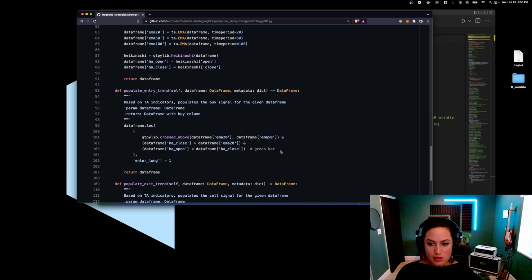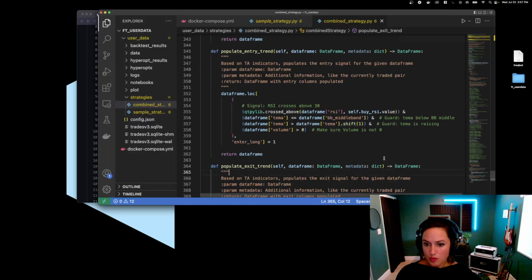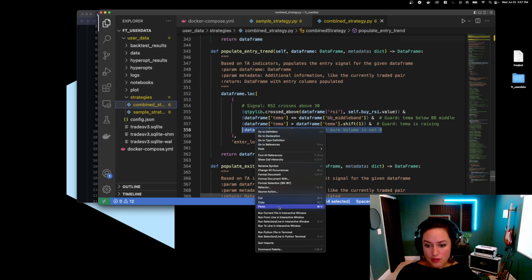So I like this line of code here. I'm going to copy this and paste it over this volume greater than 0, because I'm currently trading the top 20 pairs by volume, I find this to be not a super useful line of code. Of course, the volume should be greater than 0. You can leave it there if you want.